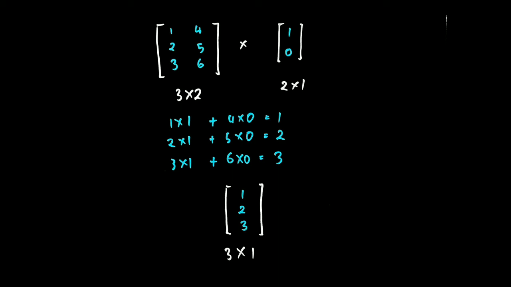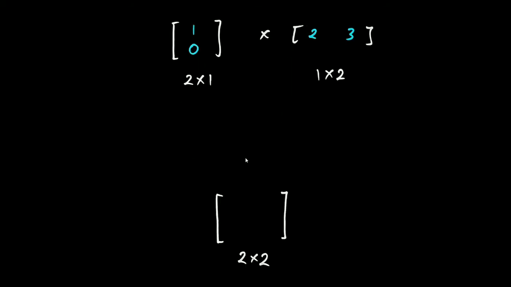Now let's look at one final example to end it all. Let's say we have this 2 by 1 matrix and this 1 by 2 matrix. These two matrices can be multiplied together, since this number and this number are equal, and would form a matrix with the dimensions 2 by 2. And how do we multiply it? We multiply the first row to the first column first, which is just 1 here and 2 here.